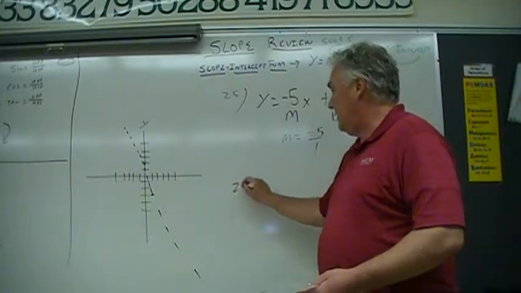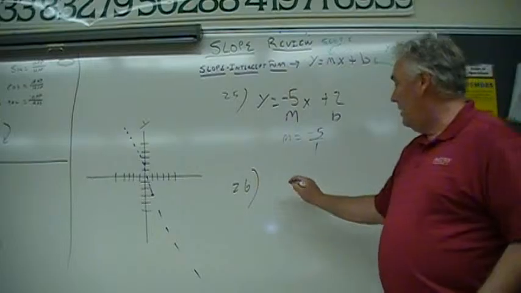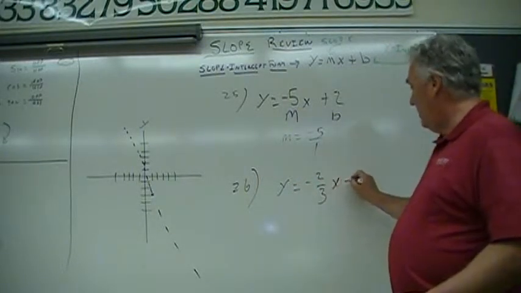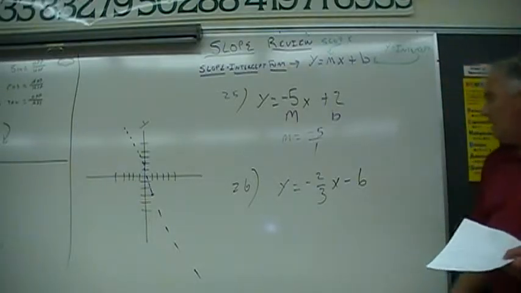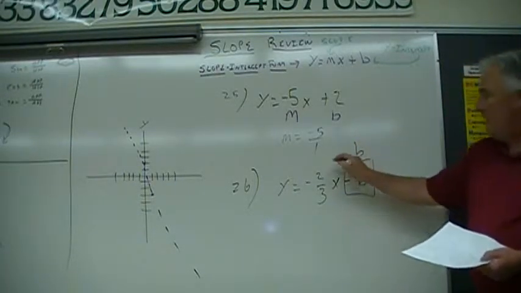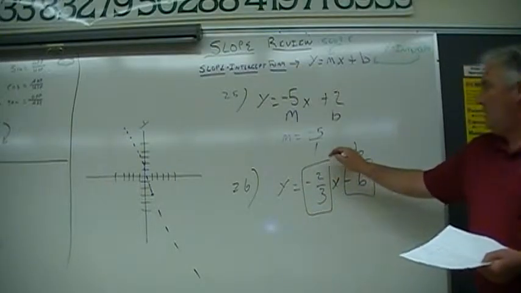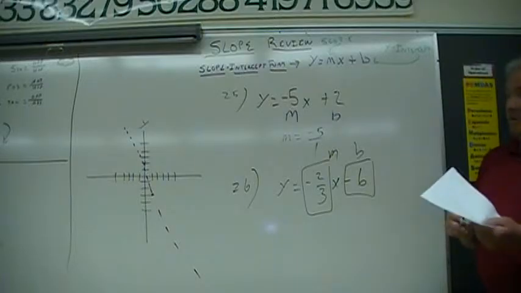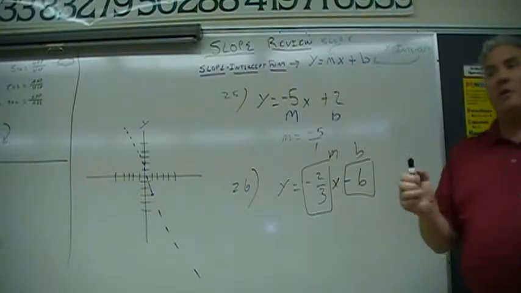Number 26 is y equals negative 2/3 x minus 6. This is our y-intercept. That's our b. There is our m. That's our slope, negative 2/3. Okay, and that's all you're doing.